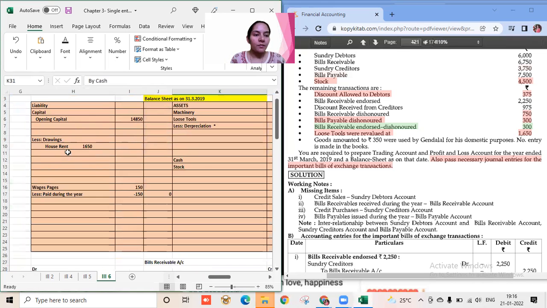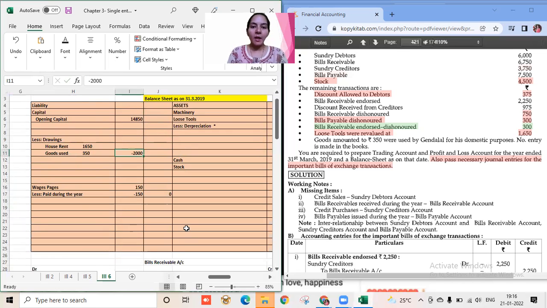So first drawing we have written house rent. Second drawing goods used. So again put it to the inner column. That is, how much worth of goods did he use personally? 350. So how much is the total drawings he had? Put it to the outer column 2000. But this will be less, okay? So put it with the minus sign.